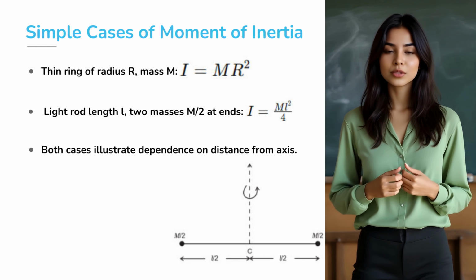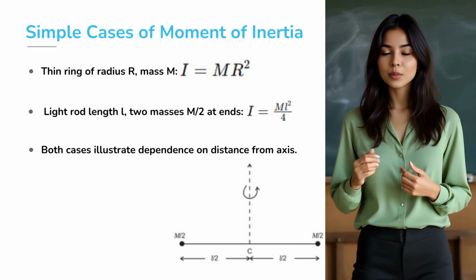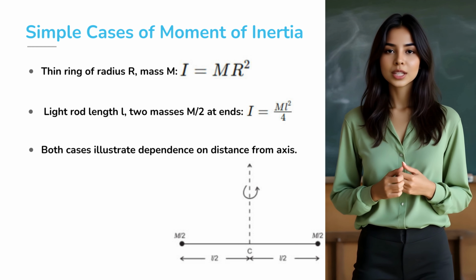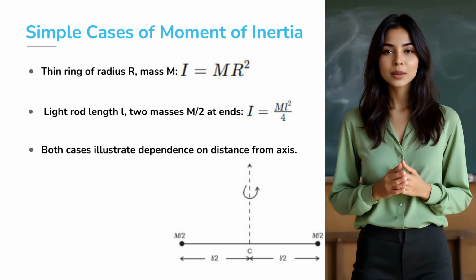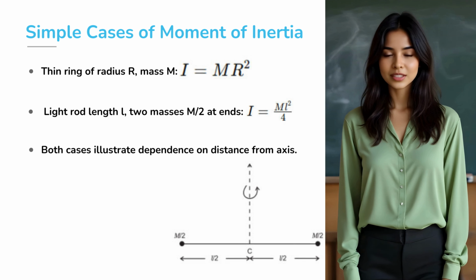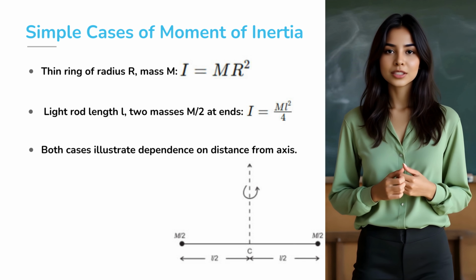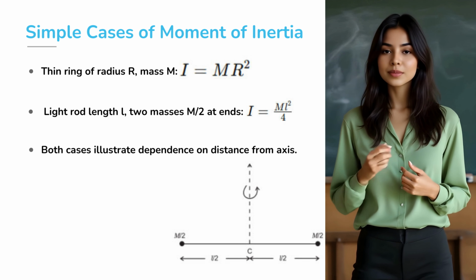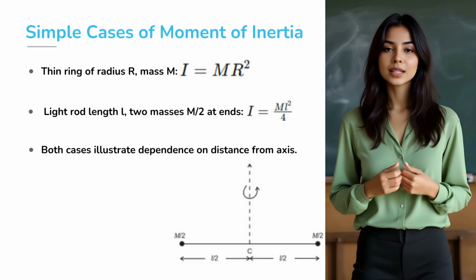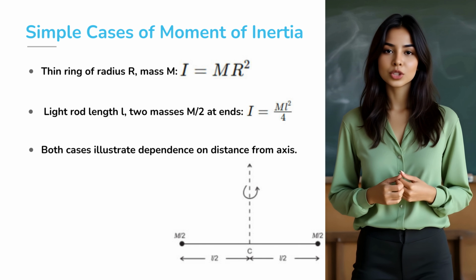For a light rod of length L with two equal masses m over 2 at its ends, the calculation gives I equals 1/4 m L squared. These examples show how moment of inertia depends strongly on the distance of mass from the axis. In fact, doubling the distance quadruples the contribution.